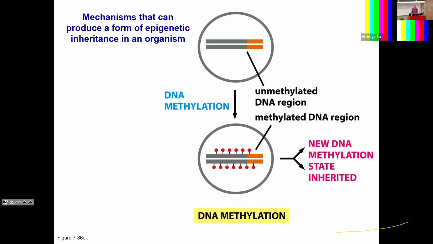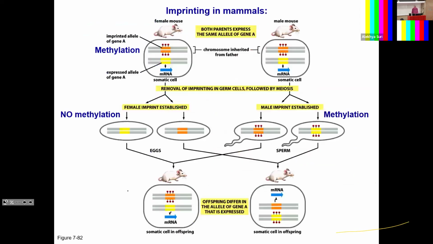So certain genes or regulatory sequences are marked with these methylation groups, and so they make sure a gene is, for example, turned off, and that should be kept in the daughter cells, in the progeny. This comes to this here, which is called imprinting.